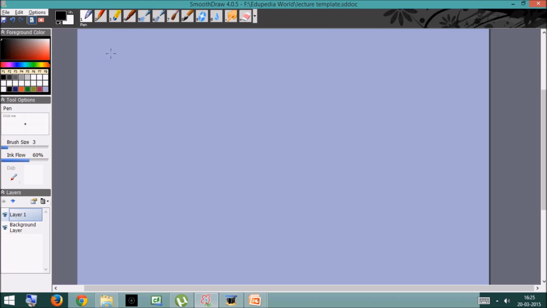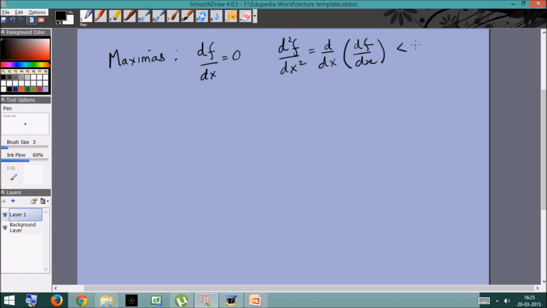So at maximas, at all maximas of a function, df by dx is 0 and d2f by dx squared, which is nothing but d by dx of this function itself, of df by dx, is less than 0.